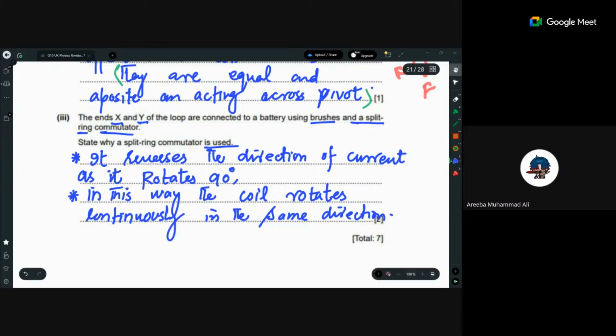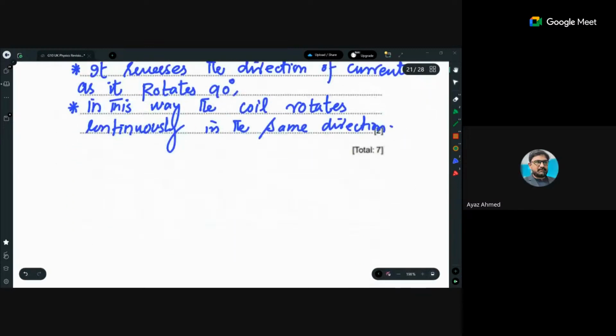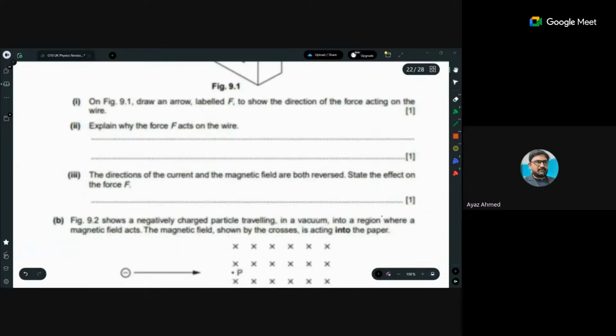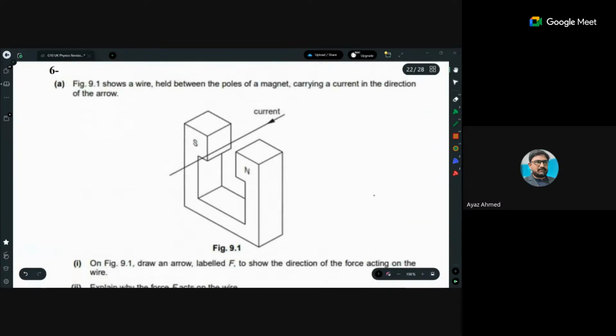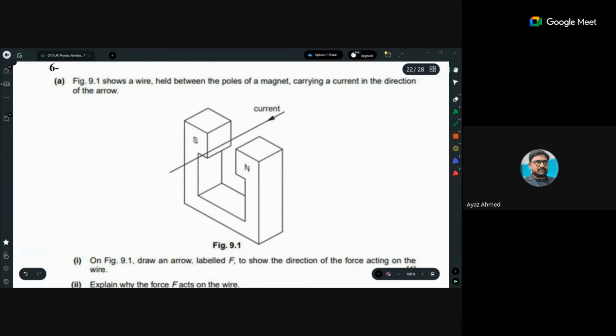Yes, sir. You have to recall this, and this function will definitely be asked. What is the function of the commutator? So commutator is that device which makes the coil rotate continuously. And how does it do that? By reversing the direction of current in the coil when the coil rotates 90 degrees.